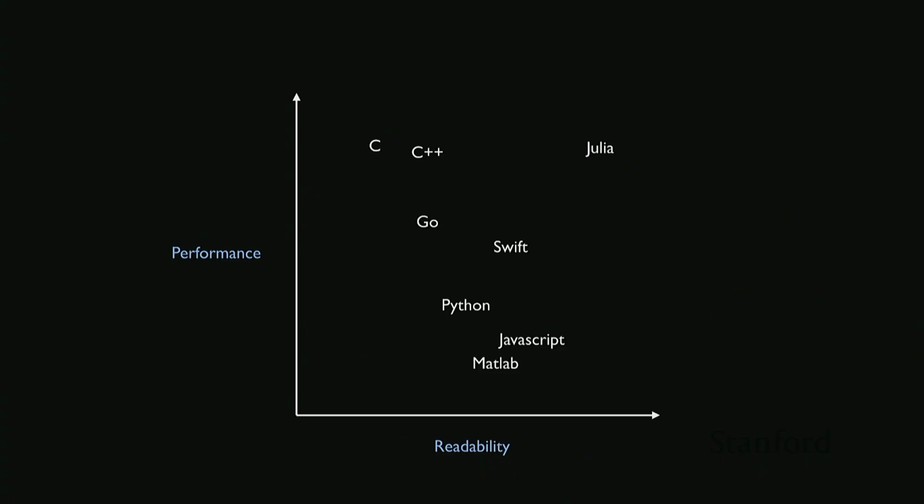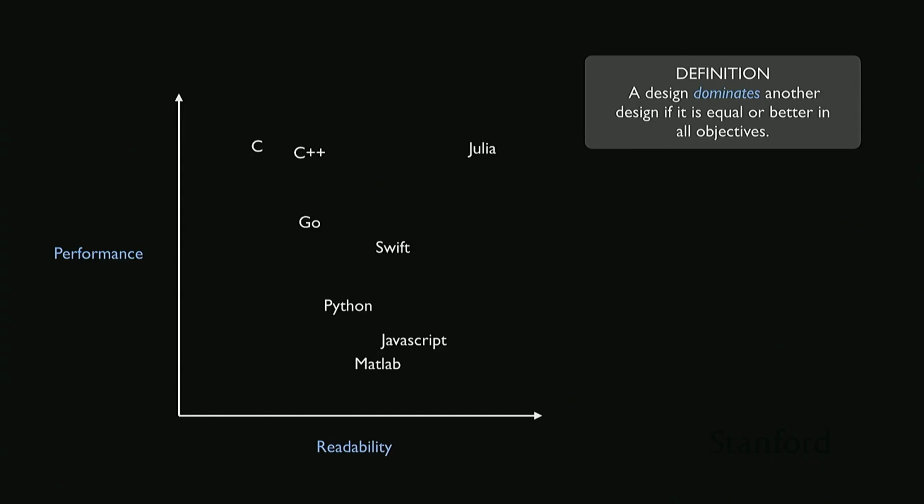We're going to switch out our axes a little bit. Okay, and we're going to look at some different programming languages that are out there. And we'll look at readability on one axis and then performance on the other axis. And then we're going to introduce one more concept here that we often talk about with these multi-objective optimization problems. That's a concept of dominance. So we say that basically a design dominates another design if it is equal or better in all possible objectives.